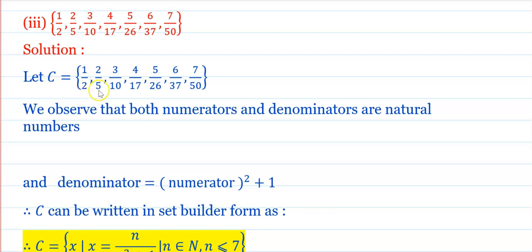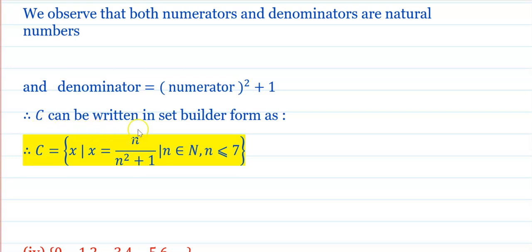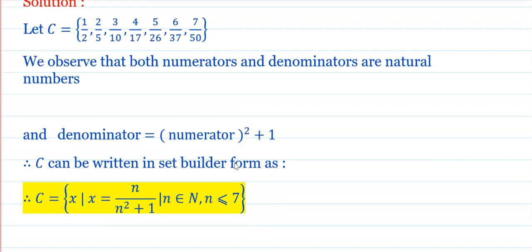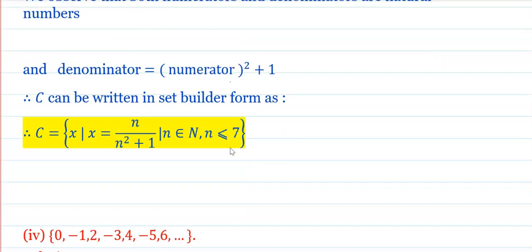Next, denominator 5 is written as 2 square plus 1, means what? 4 plus 1, that is 5. Next, denominator 10 is equal to 3 square plus 1, that is 9 plus 1, 10, and in this way. Therefore, C can be written in the set builder form as C is equal to x such that x is equal to n upon n square plus 1, where n belongs to the set of natural numbers and n is less than or equal to 7. That is, we can take up to 7, and this is in the set builder form. Okay.